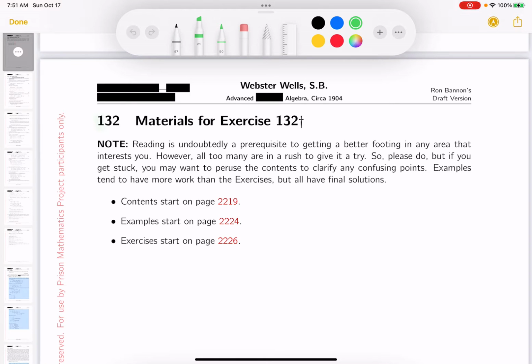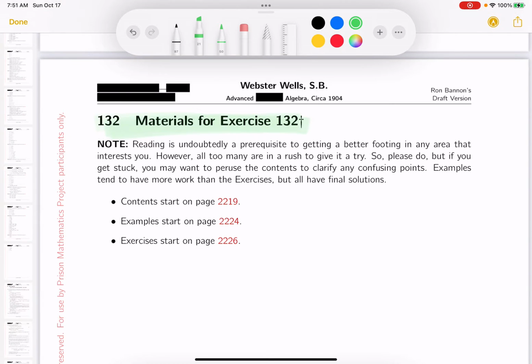All right, we're in section 132. As always, there'll be contents, there'll be examples, and there'll be exercises.